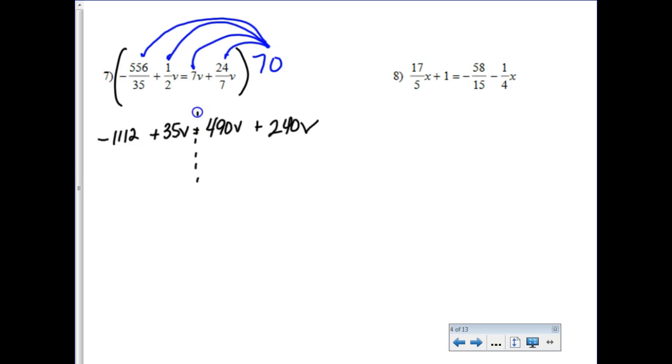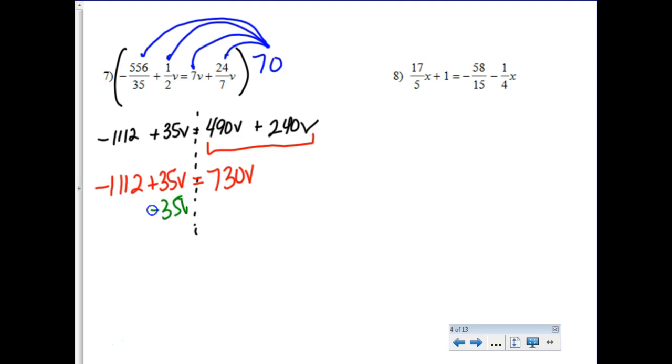I know that doesn't look a ton better, but at least there are no fractions. So we can combine our like terms over here on the right-hand side. Smushing those together, you get 730v equals negative 1112 plus 35v. Okay, bring the v's to one side. The easiest way to do that would be to subtract this 35v over here.